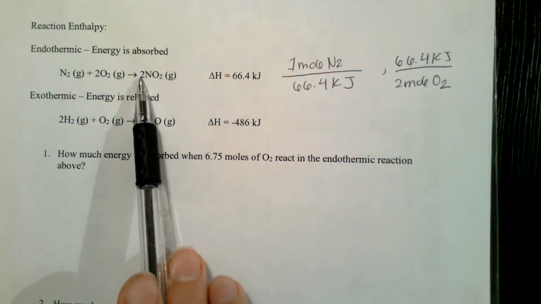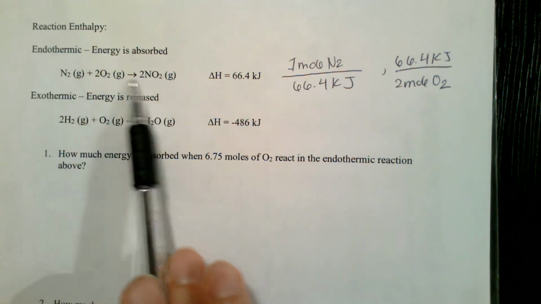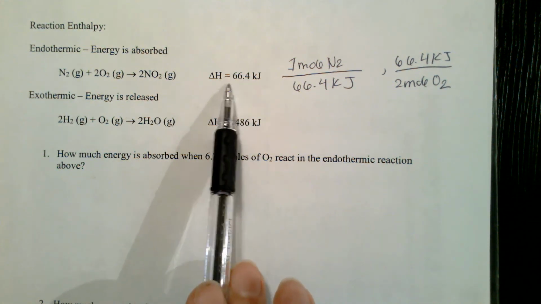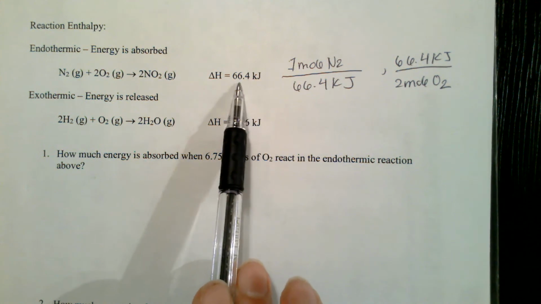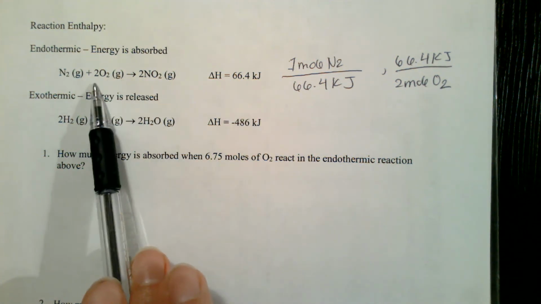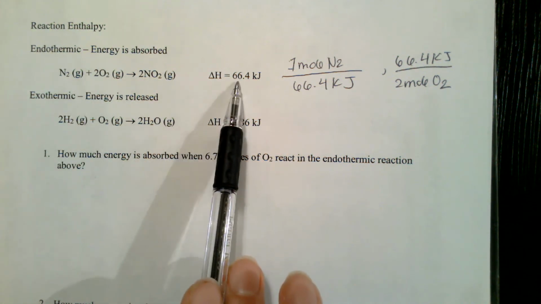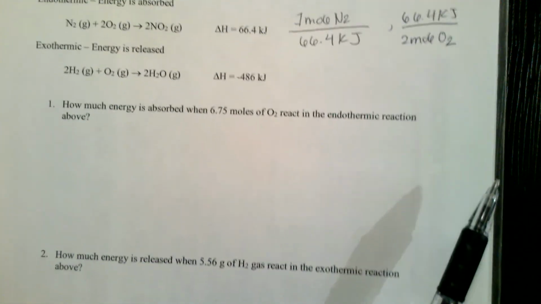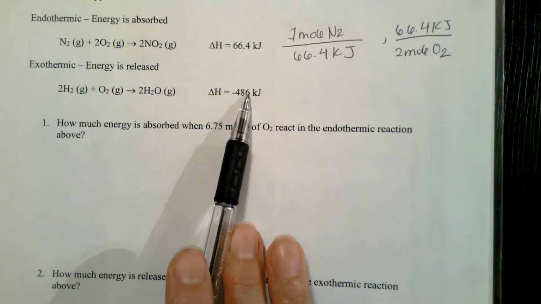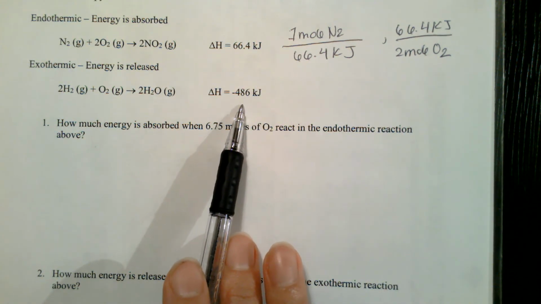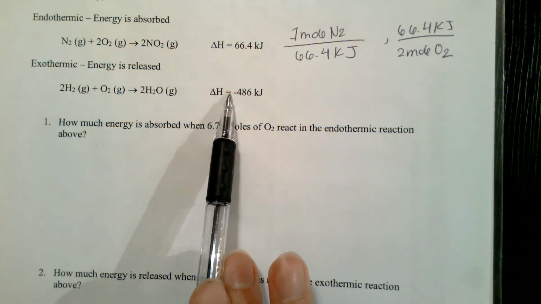Okay, so if this wasn't a 2, this was a 1. If we had like a 1/2, 1, 1, then this would be half of that as well. This would be 33.2. So this energy is with these coefficients here. If these coefficients change, so does that energy. Okay, so same thing here. The only difference is we use the sign to show if energy is coming into the system, positive, or energy is going out of the system, negative.